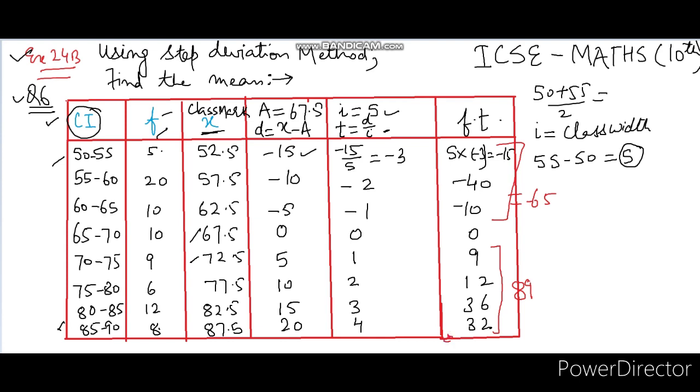So you have to simply write here summation of ft as 89 minus 65, right students, and you are going to get this answer as 24. Exactly the same way, summation f we have to find, that is going to give us the answer 77.